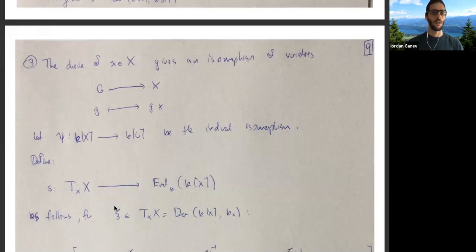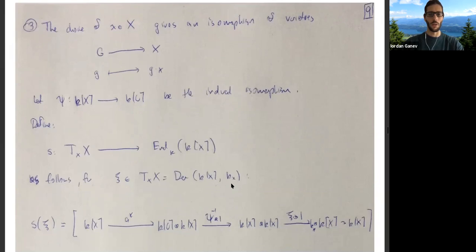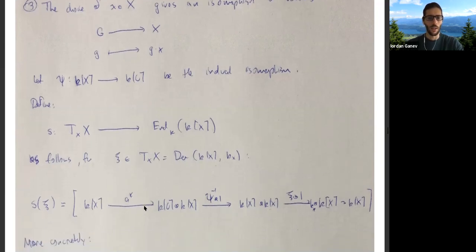So let's define an inverse map. If we start with a tangent vector at little x, in other words, a derivation from k[X] to k at little x, let's define an endomorphism of k[X], and then we'll show that this endomorphism is actually a derivation. How do we define it? We take A star, the pullback by the action map. Then in the first coordinate, we apply the inverse of this algebra isomorphism psi. So then we land in k[X] tensor k[X].